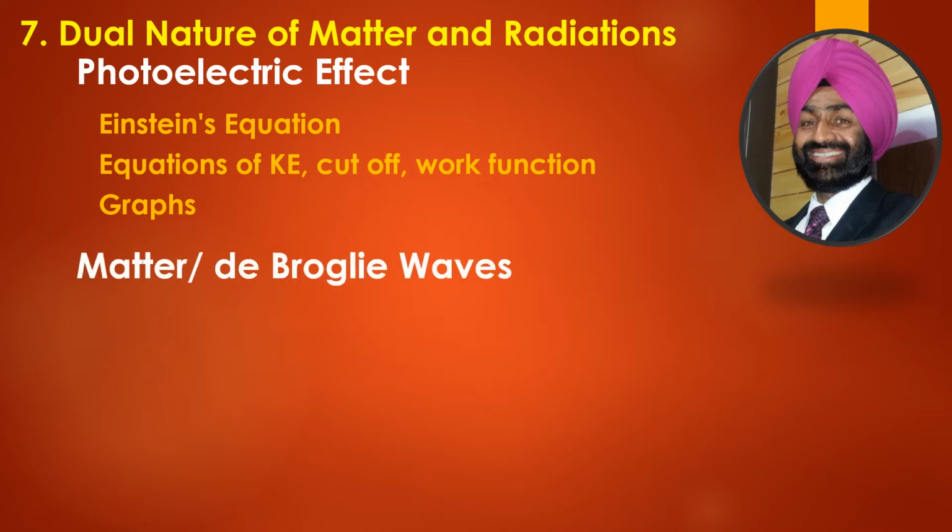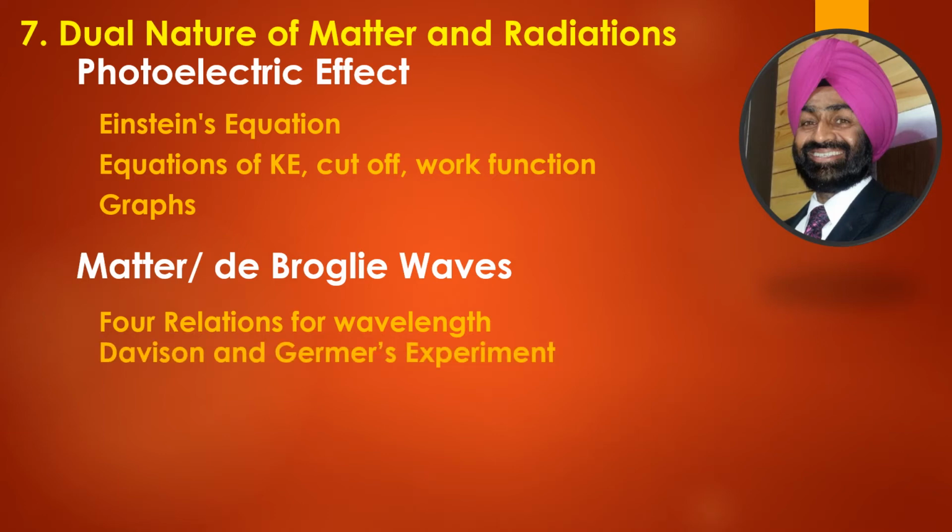And the second part is matter waves or de Broglie waves. Here you must learn the four relations for de Broglie wavelength, that is lambda is equal to h by mv, equal to h upon root of 2m into kinetic energy, h by momentum, and lastly h upon square root of 2mqV, where V stands for accelerating voltage.